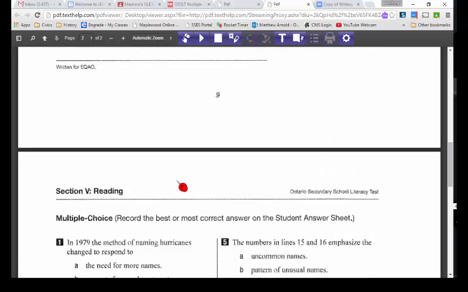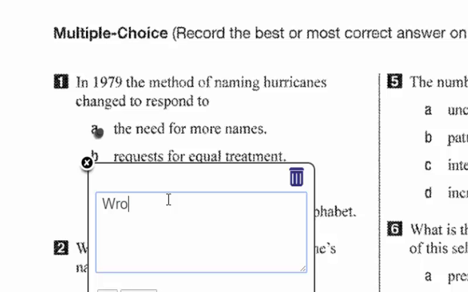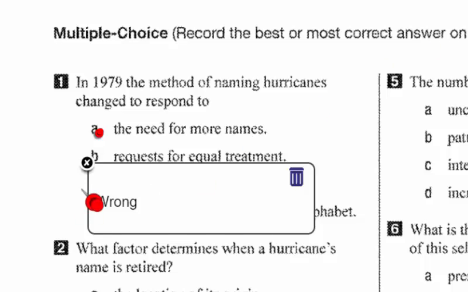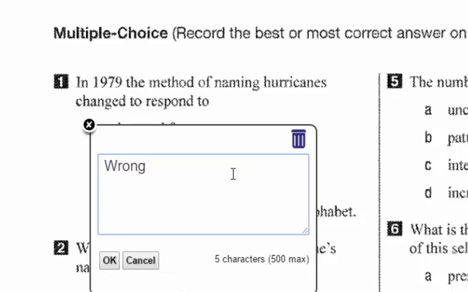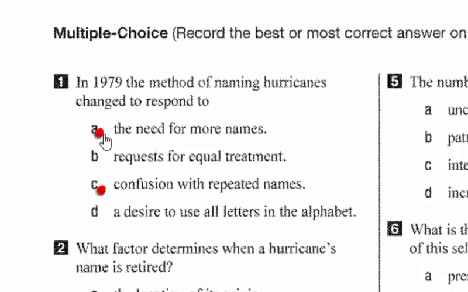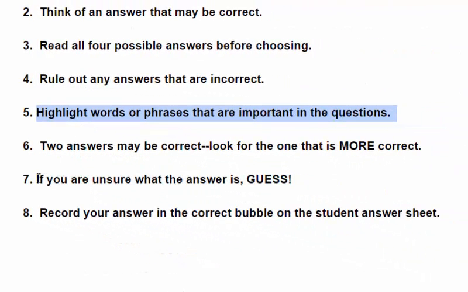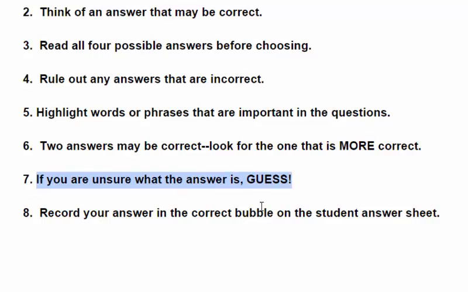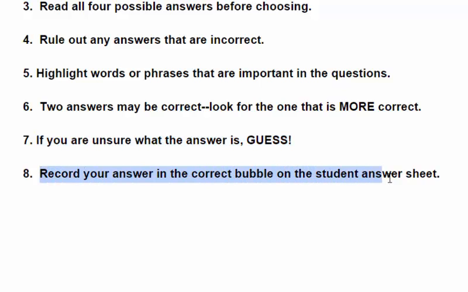So within your PDF that we were just reading, you can quite possibly make a pin, like so, down in your multiple choice, put a pin there and say wrong, and put another pin here that says wrong, and now you know you have your 2 pins for the questions that you know are most definitely not correct. Alright, so if you can't figure out what answer is right, guess at the one that you think is the most right. The last and one of the most important parts is to record your answer on the correct bubble on the student answer sheet.